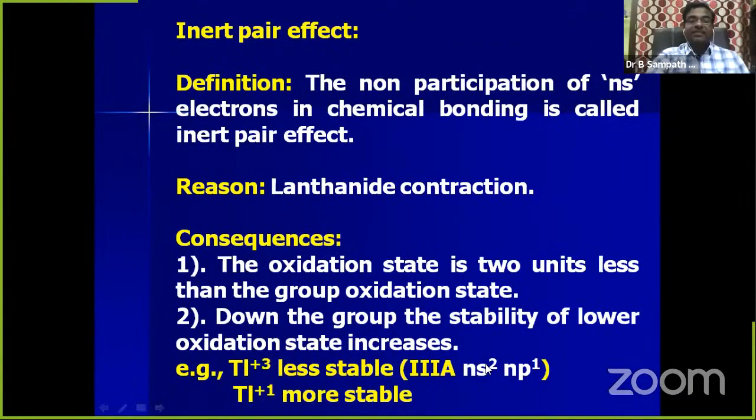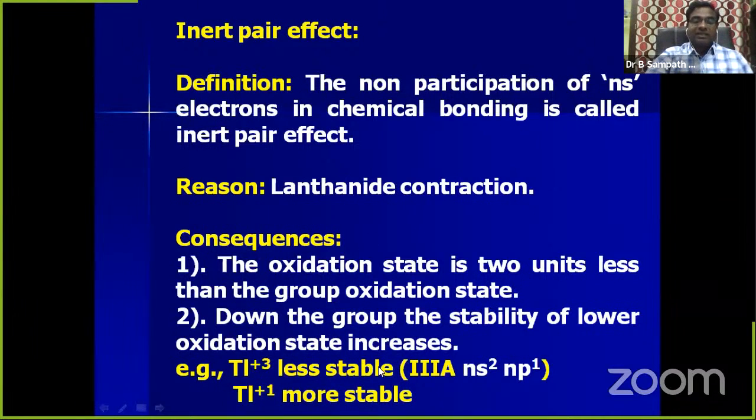These ns electrons do not participate in the chemical bond, which we call the inert pair effect. The ns electrons are 2 electrons. This is a pair, and this pair is not participating in the chemical reaction. That is called inert, which is why it is called the inert pair effect. What are the consequences of this inert pair effect? The oxidation state is 2 units less than the group oxidation state.